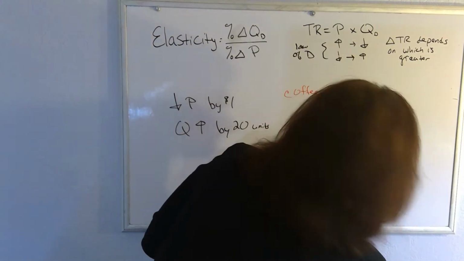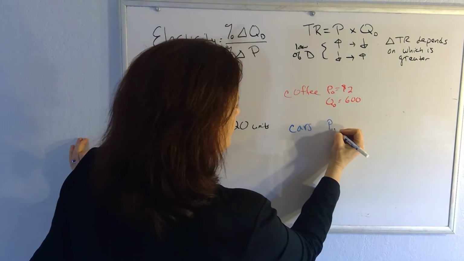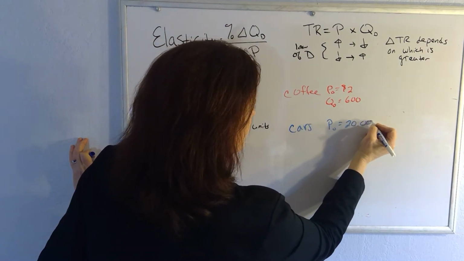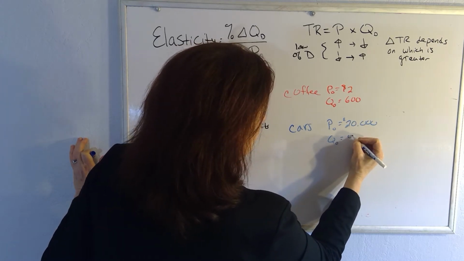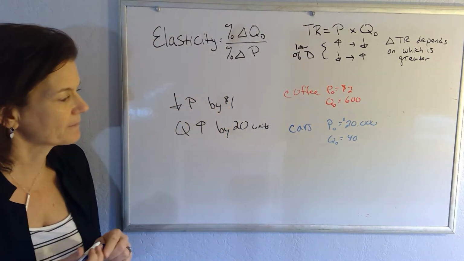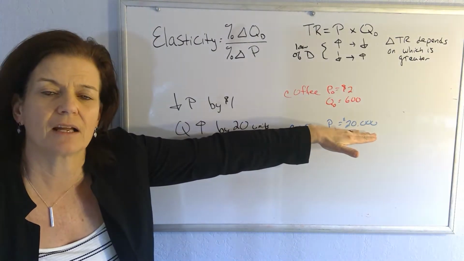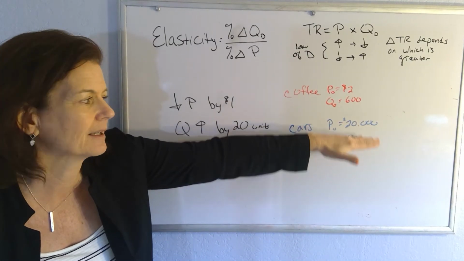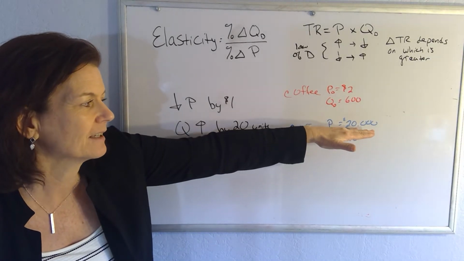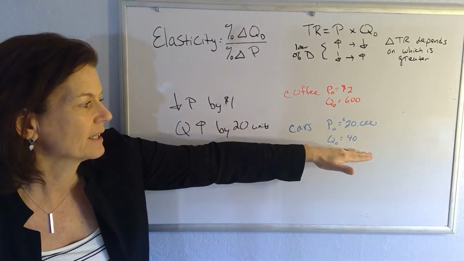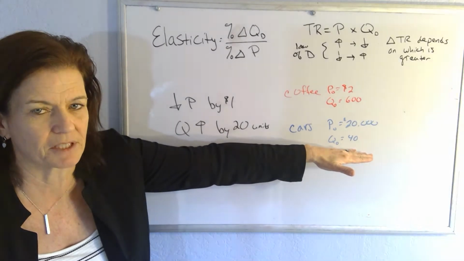But what if I were selling cars and my original price was $20,000 and my original quantity was 40 in a month? That would be saying I dropped my price from $20,000 to $19,999, and I went from selling 40 cars to selling 60 cars. Like a tiny, tiny, tiny percentage drop in price and a 50% increase in my sales. That would be hugely responsive.